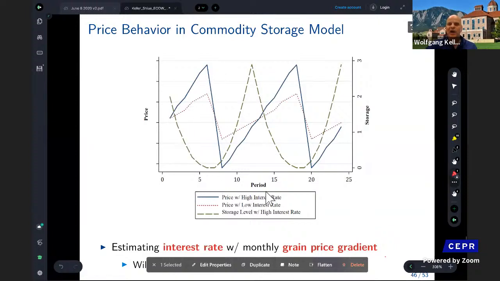We have one with a high interest rate, that's the blue line here. It is cyclical, as you see, very systematic. And we have a lower interest rate, which is this red series here. And the difference between the two is, of course, the amplitude of this seesaw pattern. And that's because the price in equilibrium has to cover the cost of storage.